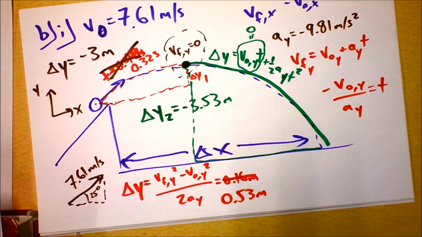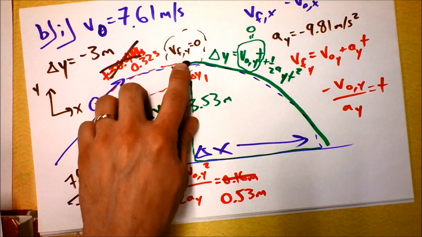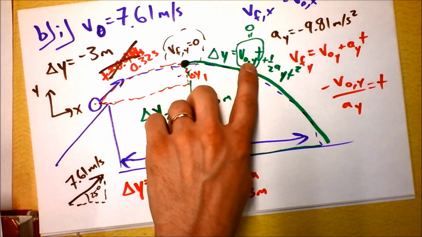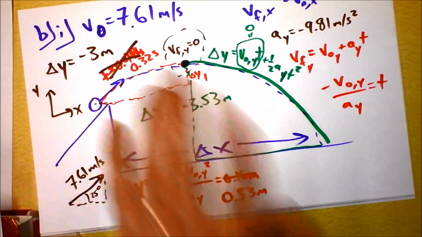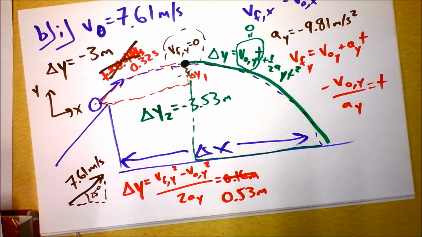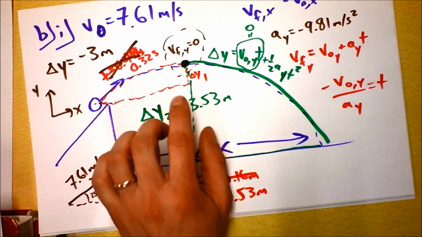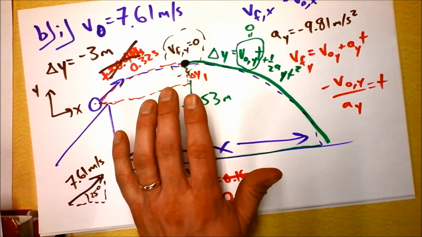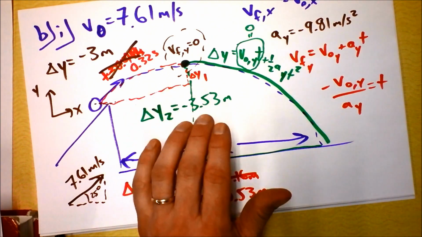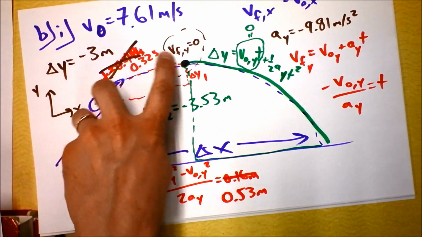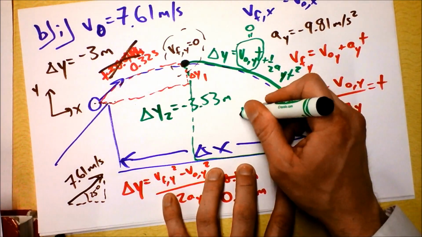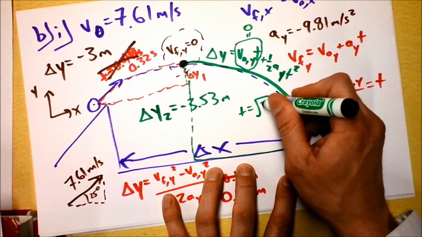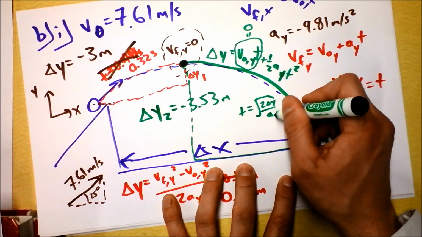Why is that 0? It says right there that the initial velocity in the y direction is 0. That's the final when it was coming up. Sorry, it's the initial when it's coming up. On the way up it's the final, on the way down it's the initial. Yes. All right, great. So of course it's 0. I'm gonna solve this for time. Time equals the square root of 2 delta y over a y.